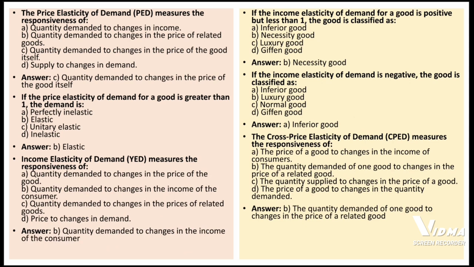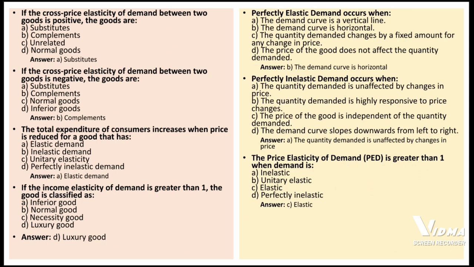If the income elasticity of demand is negative, the good is: answer is A, inferior good. The cross elasticity of demand measures the responsiveness of the quantity demanded of one good to changes in the price of a related good. So answer is B. If the cross price elasticity of demand between two goods is positive, the goods are: answer is A, substitutes. If the cross price elasticity of demand between two goods is negative, the goods are: answer is B, complementary.